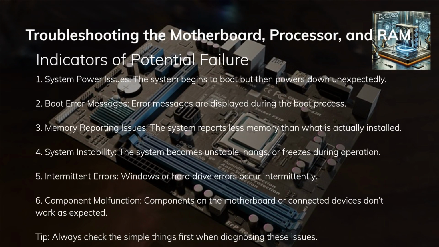When troubleshooting the motherboard, processor, or memory, there are several symptoms that could indicate a failure. The system might begin to boot but then shut down, or an error message may appear during boot. You may notice the system reporting less memory than is actually installed, or the system may become unstable, hanging or freezing unexpectedly. Intermittent Windows or hard drive errors can also signal an issue, and components on the motherboard or connected devices may stop working. Always start by checking the simple things first before moving on to more complex solutions.